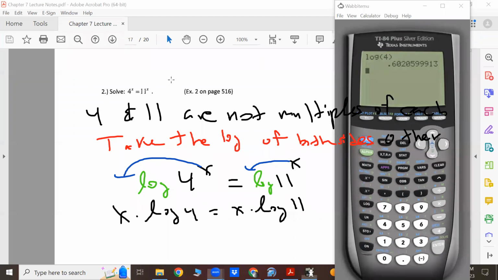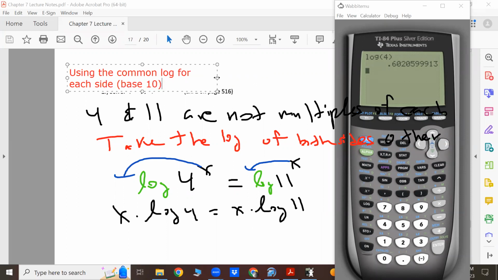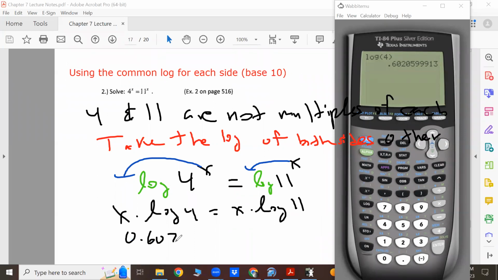Let me back up a little bit because Cam asked a good question to Elizabeth. We're using the common log for each side. Remember, common log is base 10. So we're in common log for each side, which is base 10. So if I do log 4, I get... Yes, you are correct. You're totally a step ahead of me, but let me just do it this way. But yes, you are correct. Yes, it's going to be 0. But you're totally a step ahead of me.